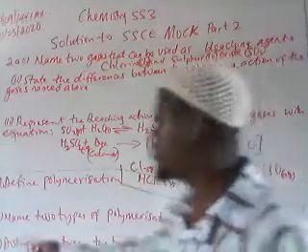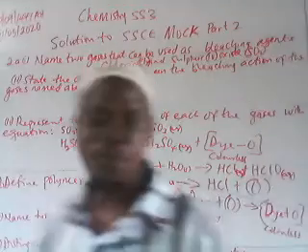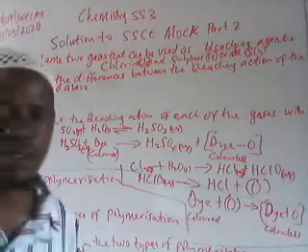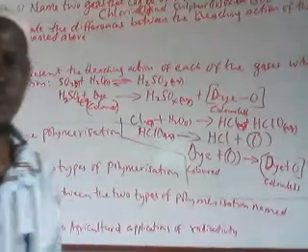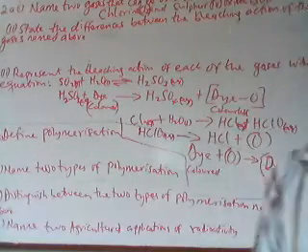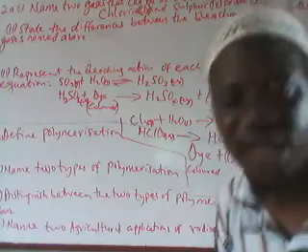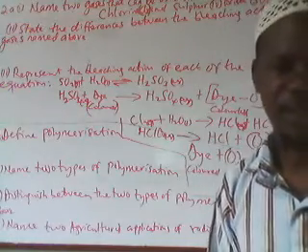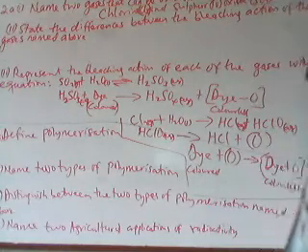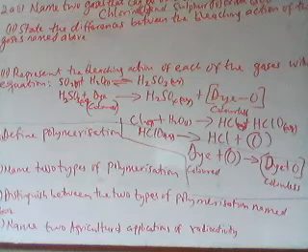Now, there are two types of polymerization. The examiner wants to name them. What are the two types of polymerization that we have? Name the two types of polymerization. One is addition polymerization. Two is condensation polymerization. So we have the addition polymerization and condensation polymerization. Many of you performed well in that question, and that is okay.